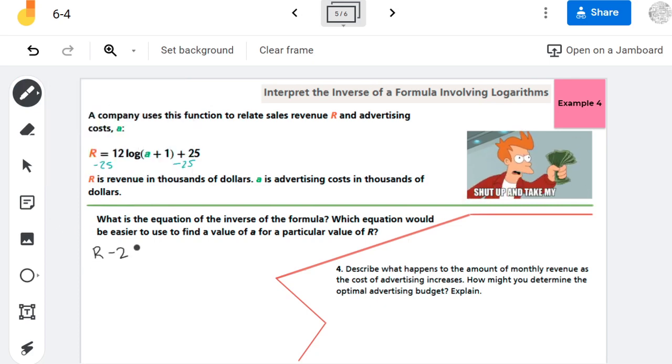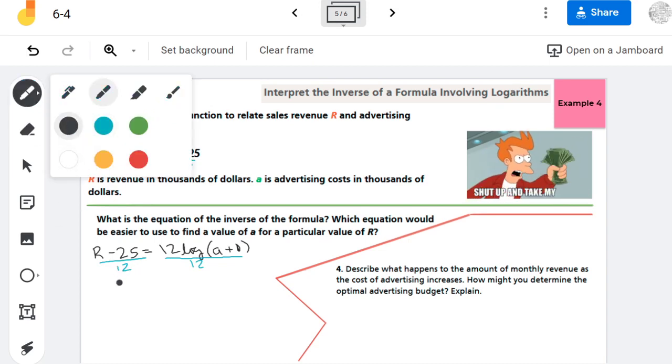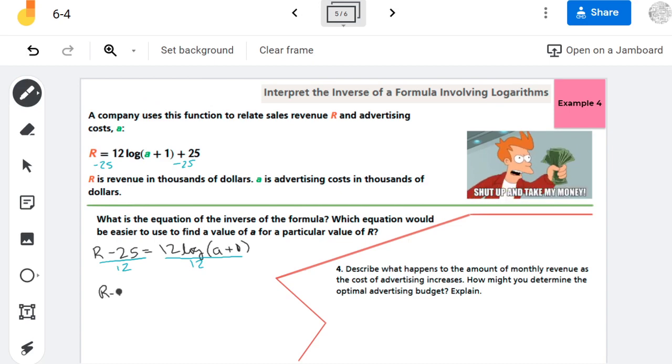So when I'm doing this, I need to first get this logarithm alone. That's why I'm getting rid of the 25, because in order to break a out of the logarithm, I'm going to need to exponentiate, okay? And when you exponentiate, the log has to be alone. So now I'm dividing by 12. So I have r minus 25 over 12 is equal to the log of a plus 1.